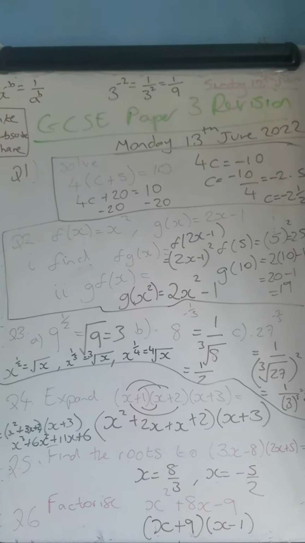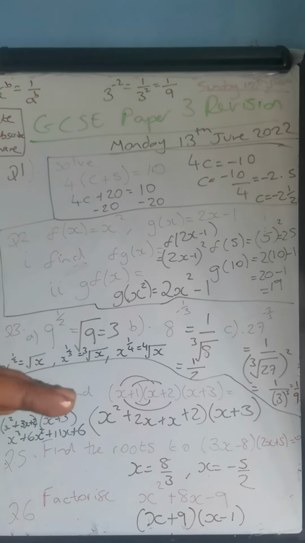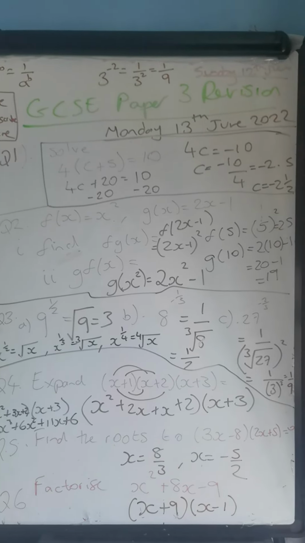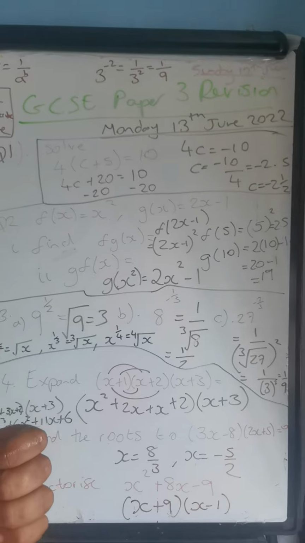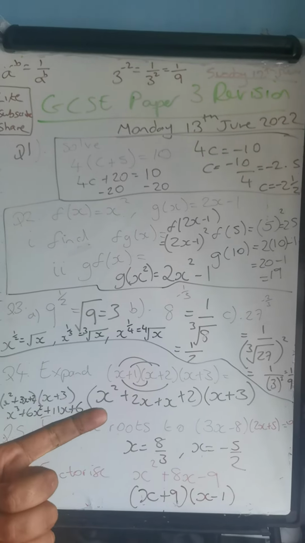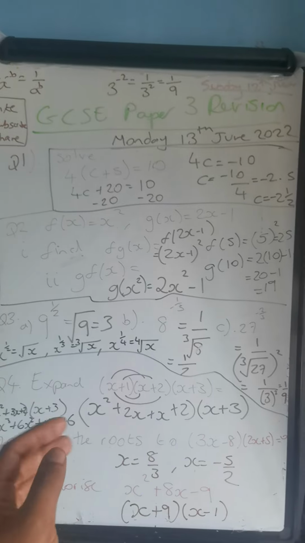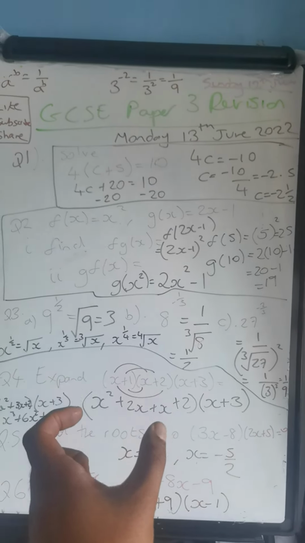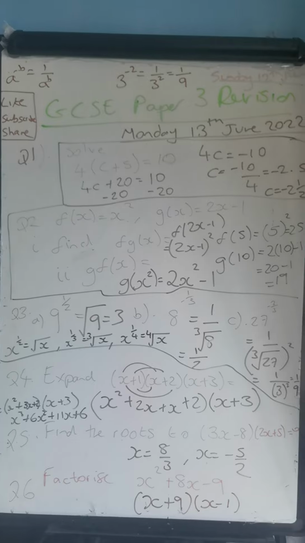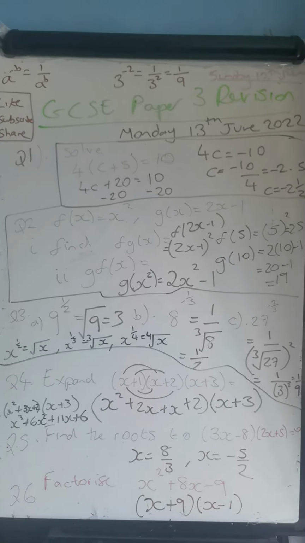I am wary and aware that I've done this in a summary form, but make sure that you are happy with how to expand double brackets and collect like terms. So simplify here, collect like terms, and make sure that you multiply 2 brackets first and then do the third one.